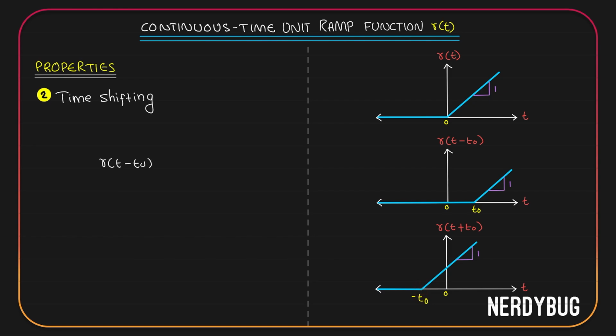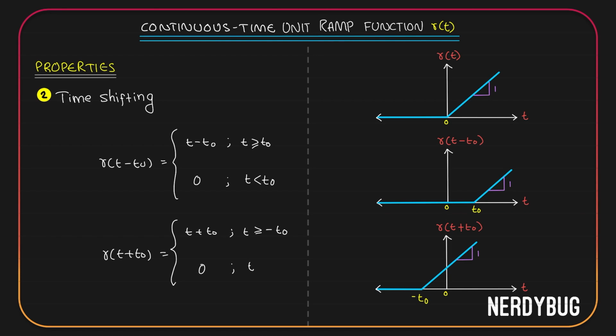R of t minus t naught is going to be equal to t minus t naught if t is greater than or equal to t naught, and it's going to be 0 if t is less than t naught. Similarly, r of t plus t naught is going to be t plus t naught if t is greater than or equal to minus t naught, and it's going to be 0 if t is less than minus t naught.